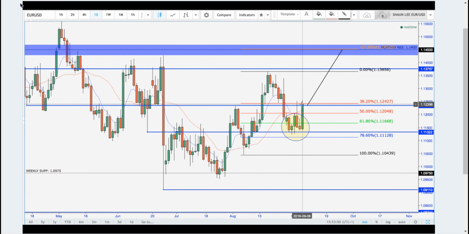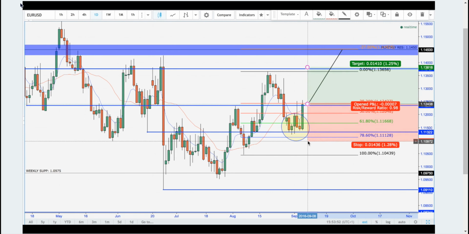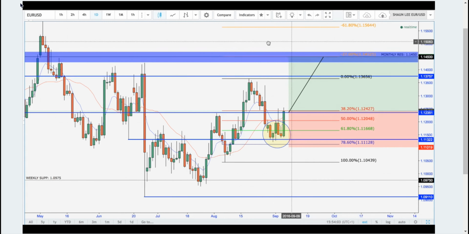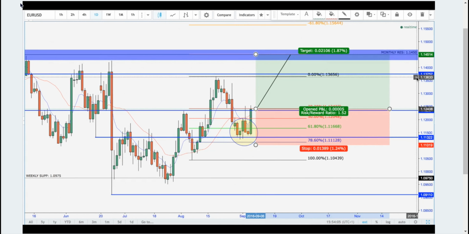So let's have a look at this. Let's say we entered around here. Our stop could go 15 to 30, let's say a stop would be just here, 15 to 30 pips below the low. And our target, if you were to hold this on a daily level, would in fact be there, right on the monthly resistance, 1.1450, in alignment with our Fib D extension 1. This is a risk reward of 1 to 1.5. You're going to be risking 138 pips for a potential of 210 pips.